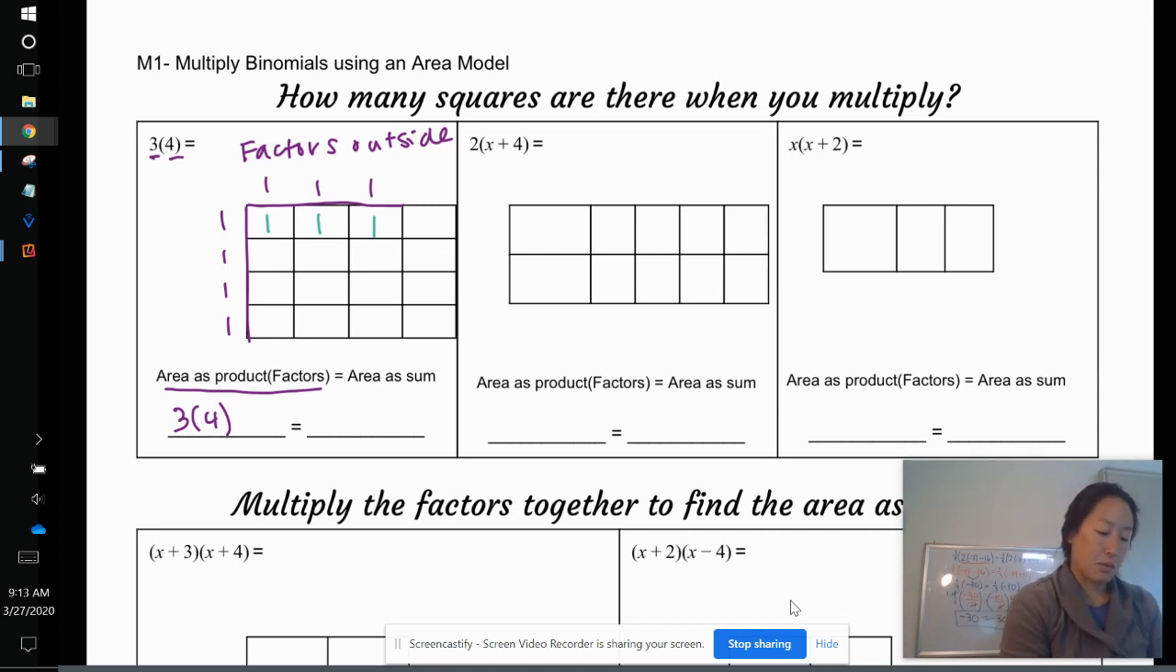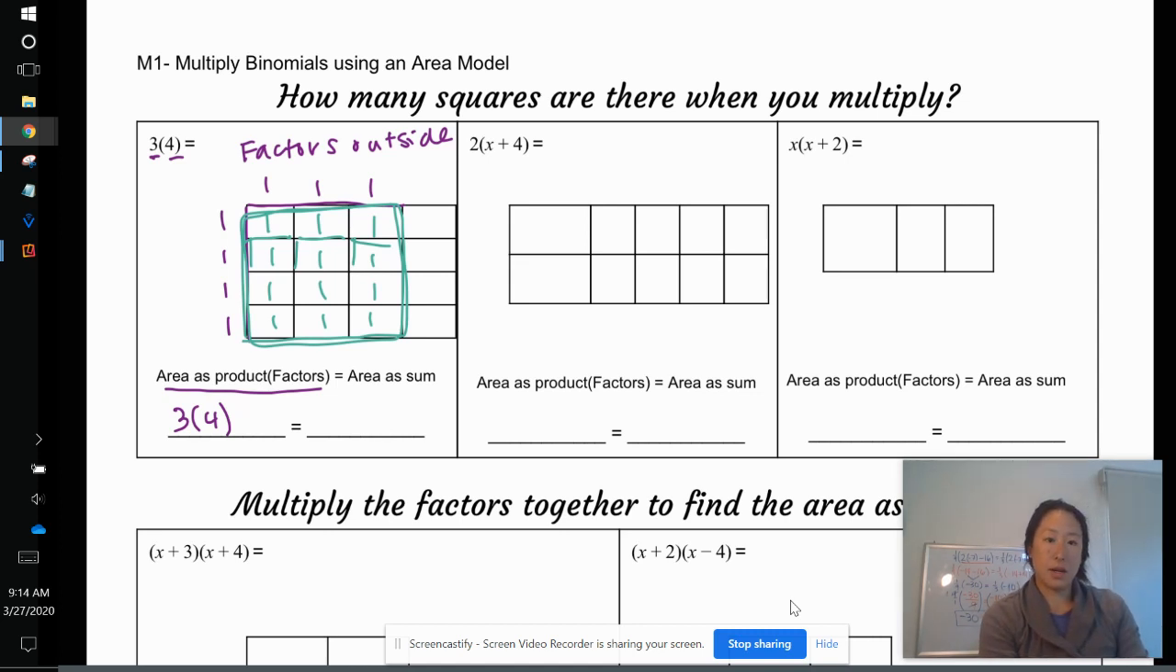Okay, so 1 times 1 gives me 1, and so on and so forth. So in this green rectangle here, how many squares do I have in total? I have 1, 2, 3, 4, 5, 6, 7, 8, 9, 10, 11, 12, or 12 units squared. So the inside is the sum of the area.